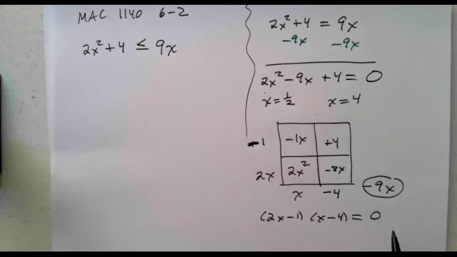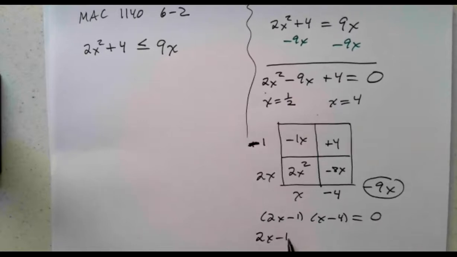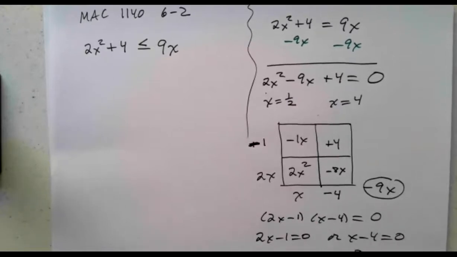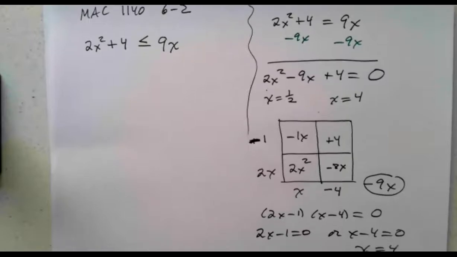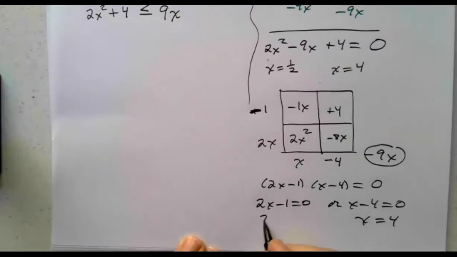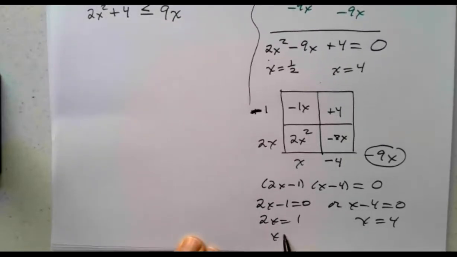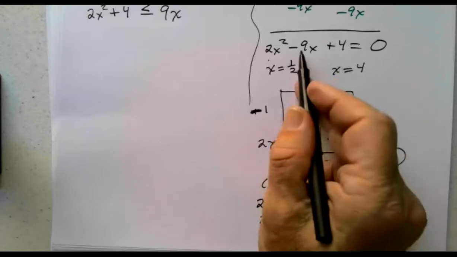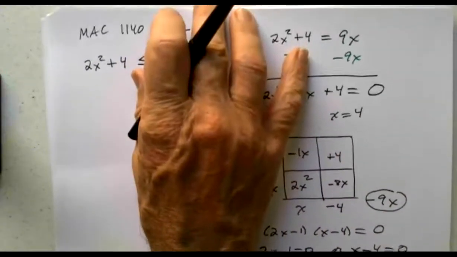And you'll notice that my graphing calculator answer is looking pretty good here. So 2x minus 1 is 0, or x minus 4 is 0. This one is x is 4. This one takes a little bit more work. 2x is 1, x is 1/2. Again, same two numbers that I obtained from the graphing calculator. So that's when it equals 0.